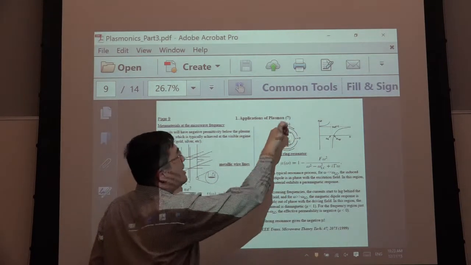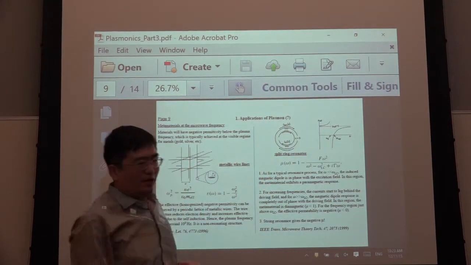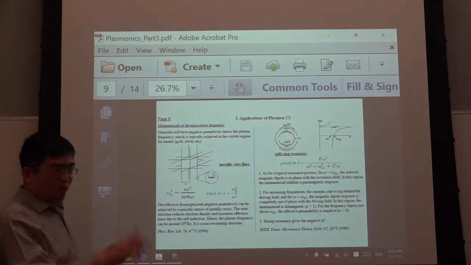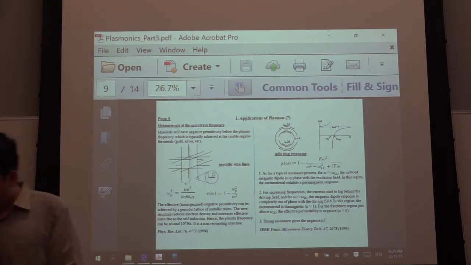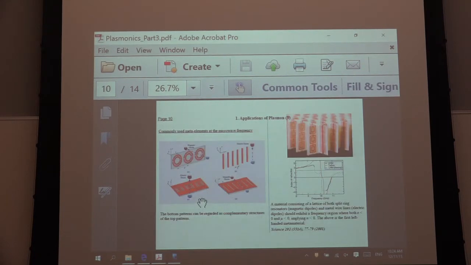I cannot explain it in great detail, but it's a net magnetic momentum that can flip. The net of the two rings can flip. So they make the mu small and zero. This is the original idea.